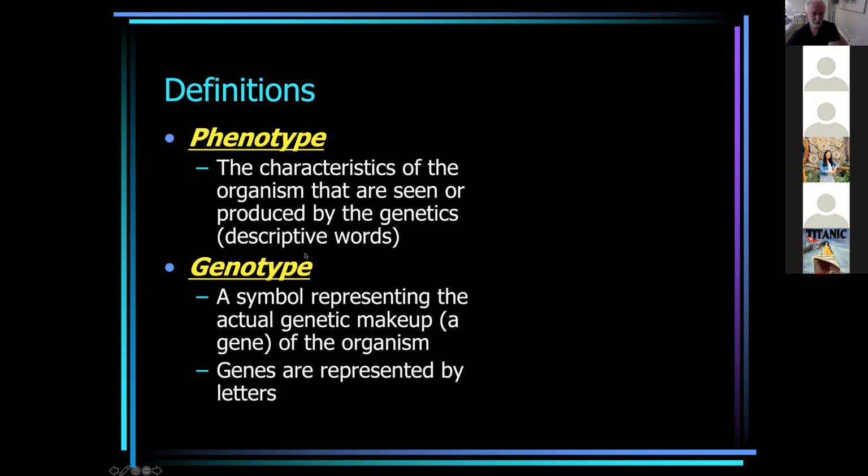Phenotype and genotype. Phenotype is what you see. What you see is a pink flower or a purple flower. The genotype is a symbol which represents the actual genetic makeup, and genes are represented by letters. So you see that here.